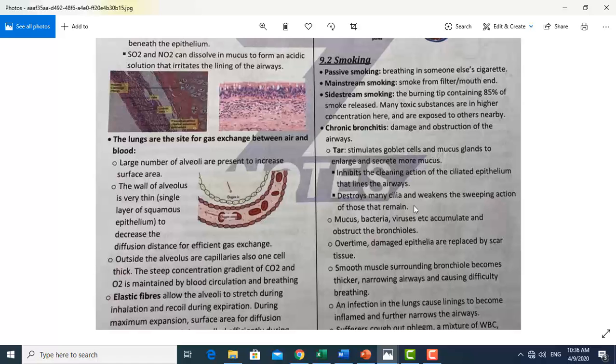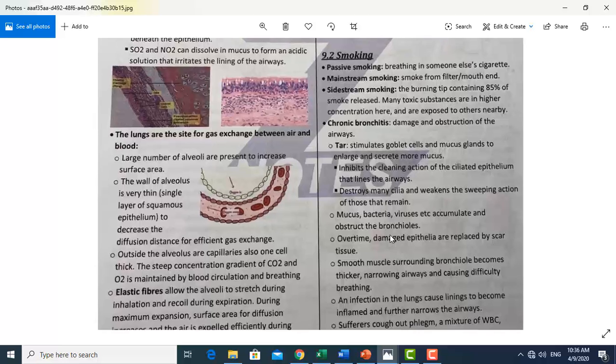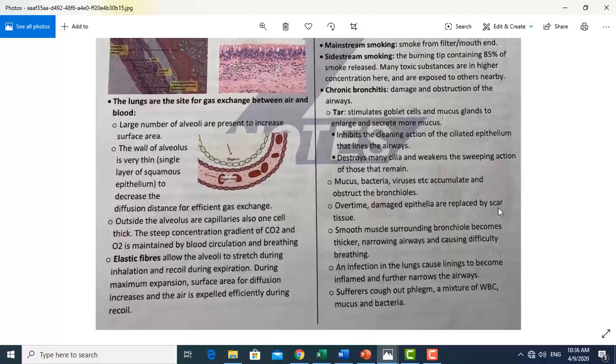By then, you can catch a cold so easily. You always have a runny nose. Mucus, bacteria and viruses accumulate and obstruct, that means they stand in the way of the bronchioles. Over time, damaged epithelia are replaced by scar tissue. Smooth muscles surrounding the bronchiole become thicker, narrowing the airways and causing difficult breathing.